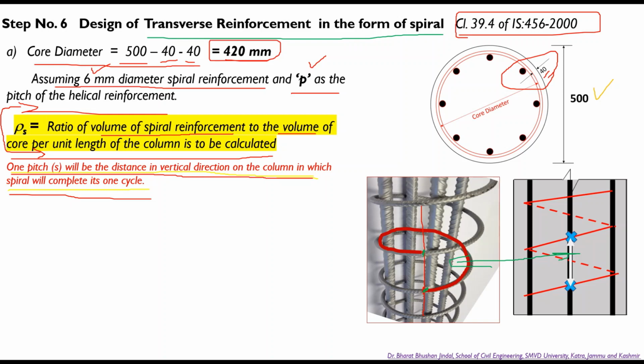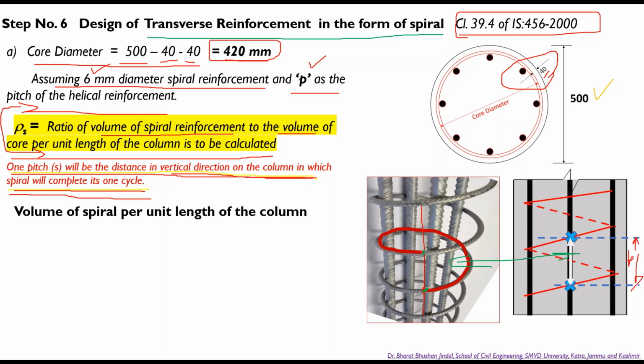Pitch is the distance in the vertical direction of the column in which a spiral will complete its one cycle. So from these two diagrams, you can easily understand the meaning of pitch and the meaning of spiral. This vertical distance is known as the pitch of the spiral. So this is the pitch. Now, how to calculate, because we have to calculate the ratio here.